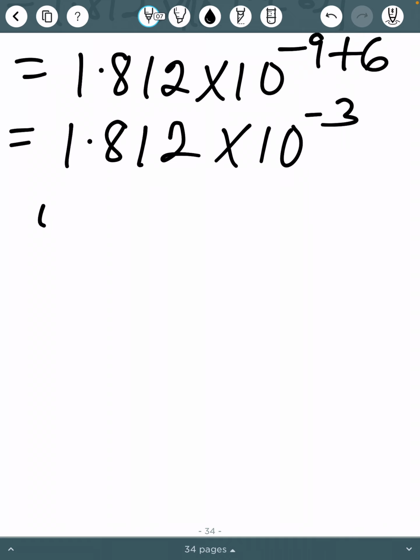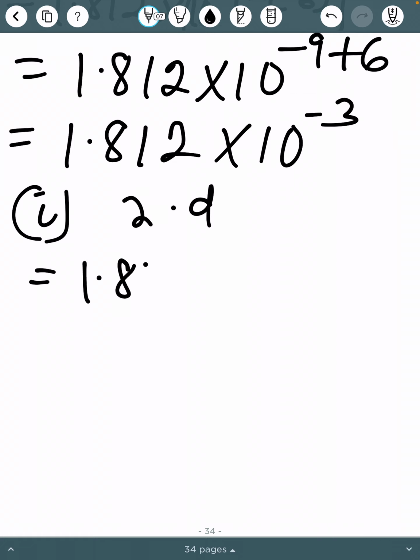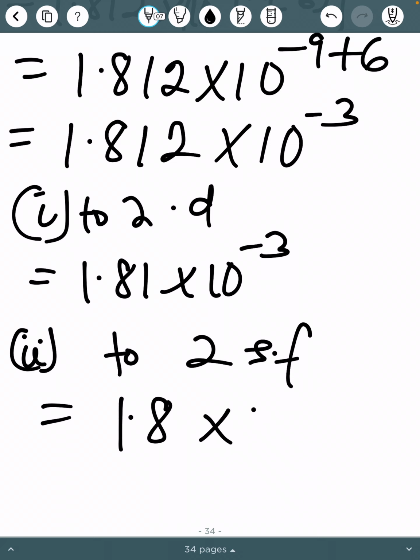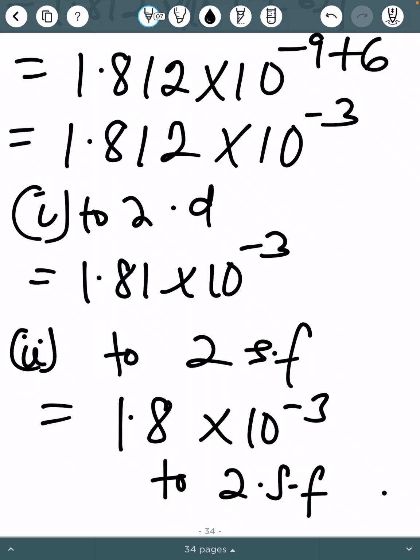So now I need to convert my answers to the specified approximations. To 2 decimal places first, my answer will be 1.81 times 10 raised to power minus 3. Let me write that one. This answer is to 2dp. The second answer is to 2sf. That will give me 1.8 times 10 raised to power minus 3 to 2sf. So that ends question 5b.